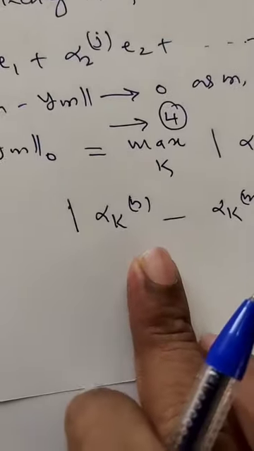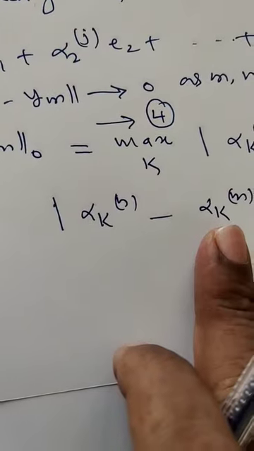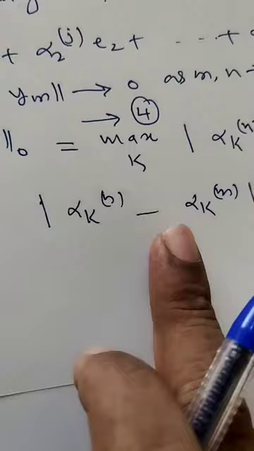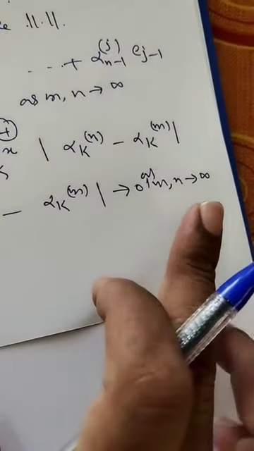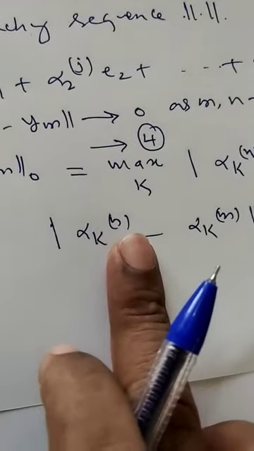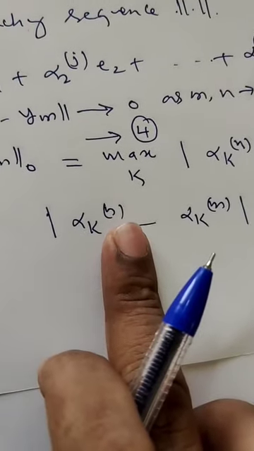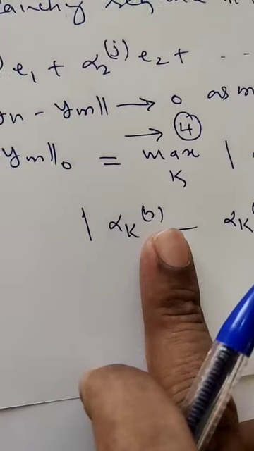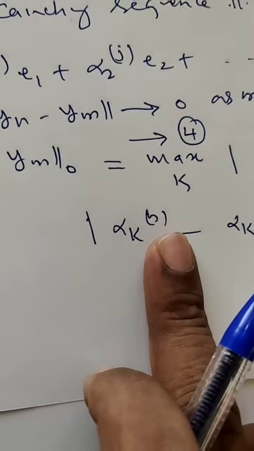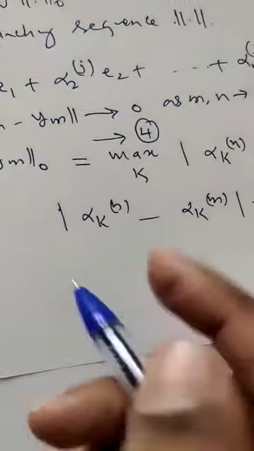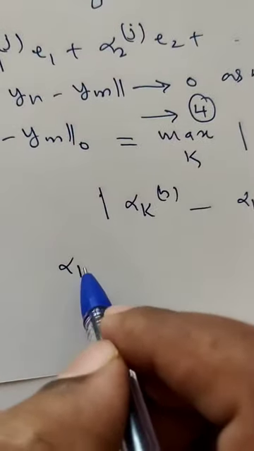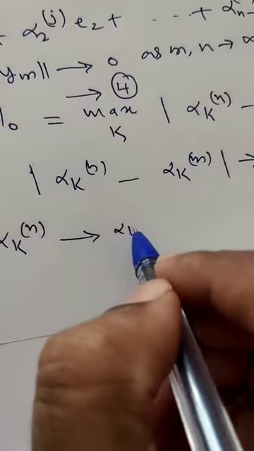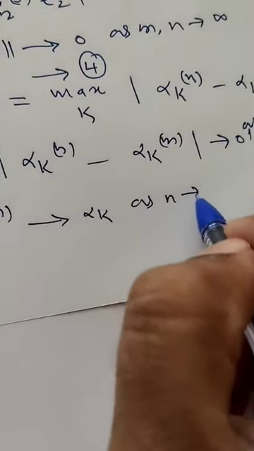Now alpha k's are scalars, they belong to either the real numbers or the complex numbers. Now alpha kn minus alpha km tends to 0 as m and n tend to infinity, which means alpha kn becomes a Cauchy sequence of either real numbers or complex numbers. But both the set of real numbers and the set of complex numbers are complete, therefore this Cauchy sequence converges in either R or C, say alpha kn converges to alpha k as n tends to infinity.